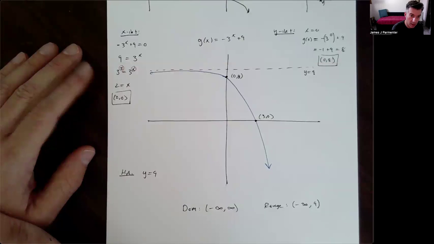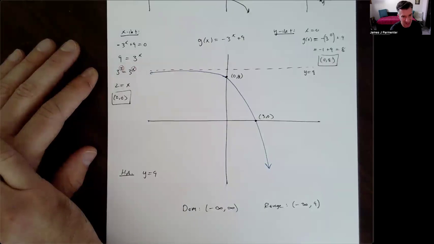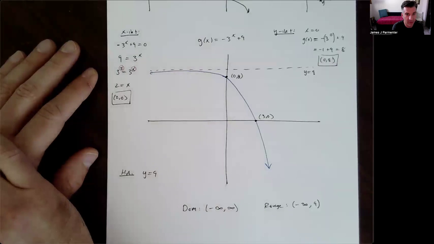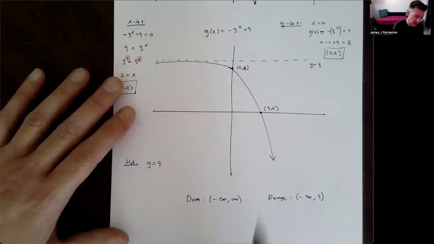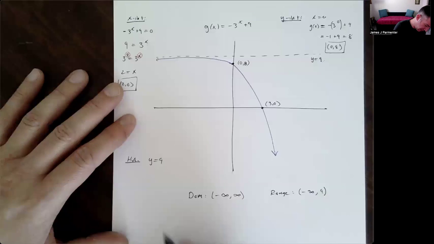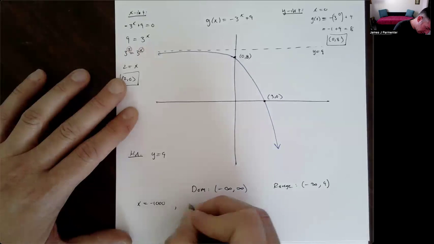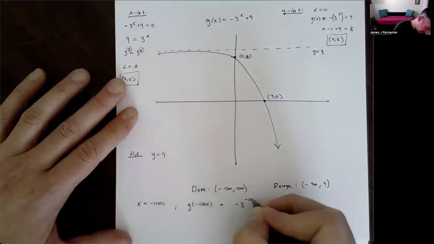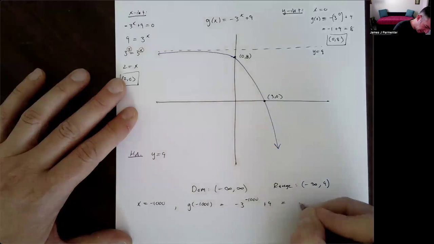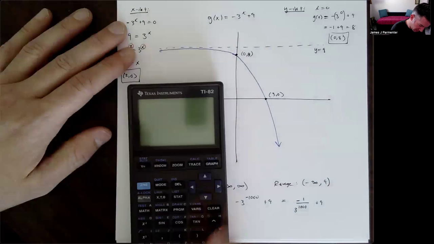That's kind of it. I think really just shifting is the best way. But if you want to convince yourself that you couldn't get any number equal to 9 or bigger than 9, pick a very, very negative number for x, for example x equal to negative 1,000. G of negative 1,000 is equal to negative 3 to the negative 1,000 power plus 9, which I'm going to rewrite as negative 1 over 3 to the positive 1,000 power plus 9.